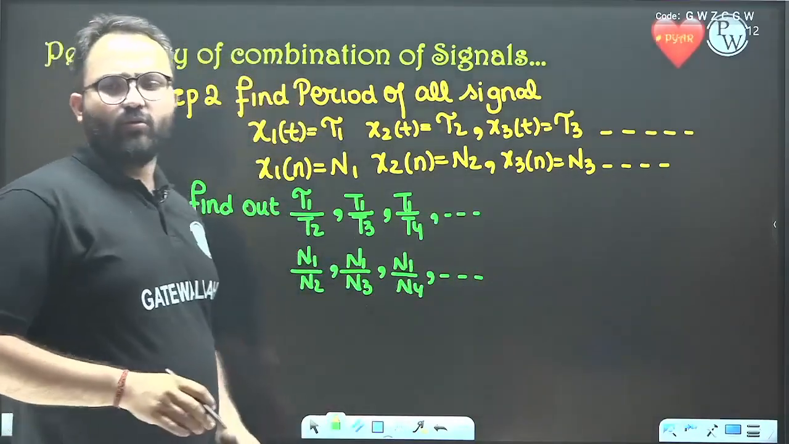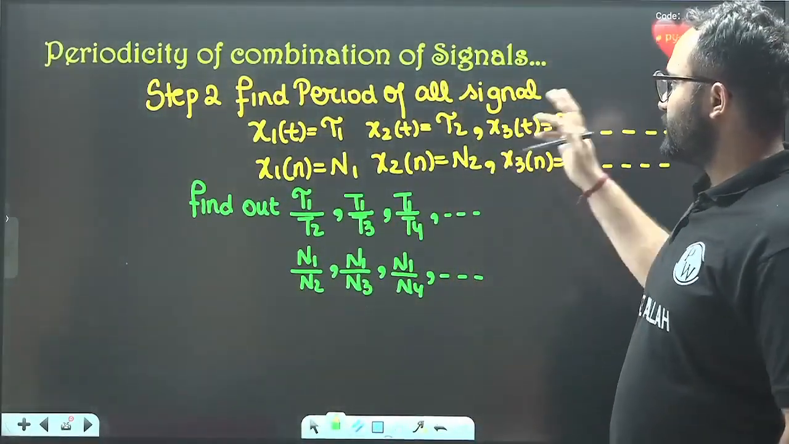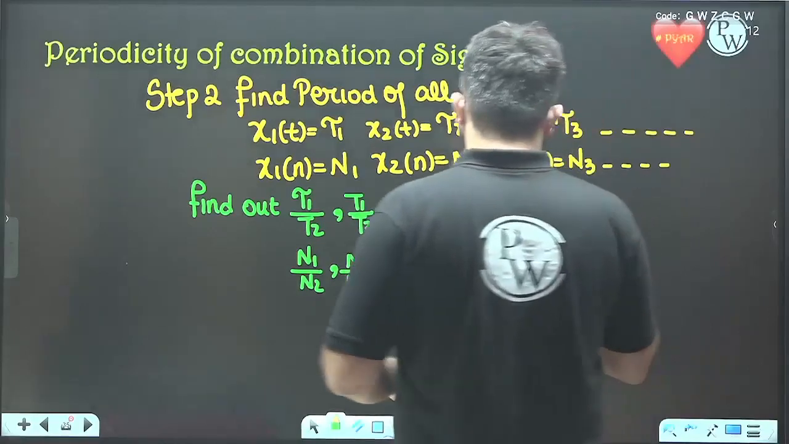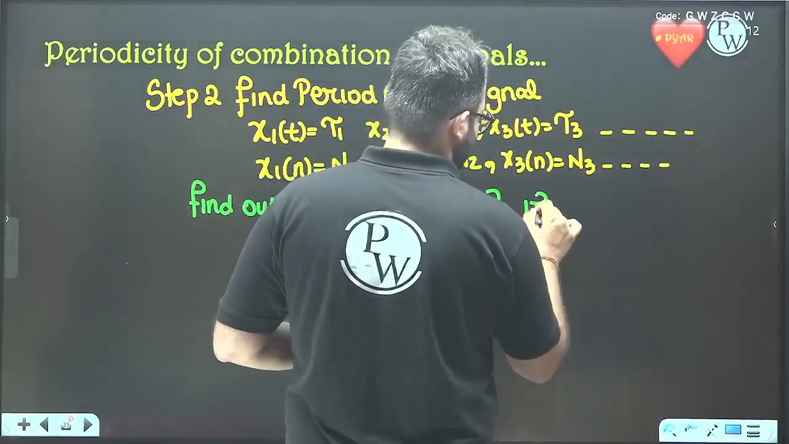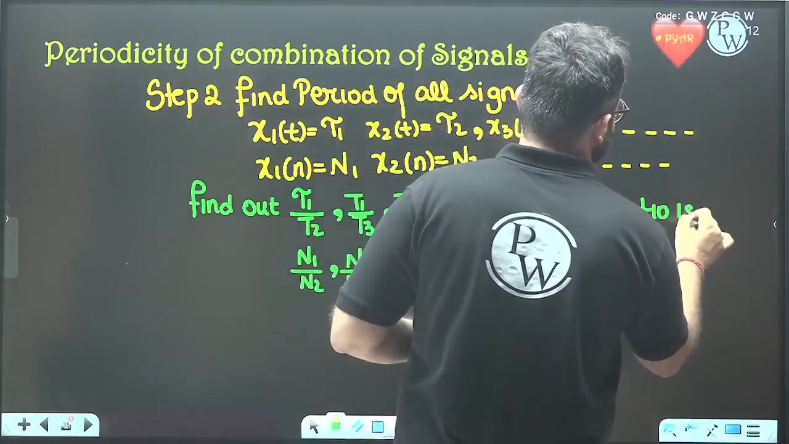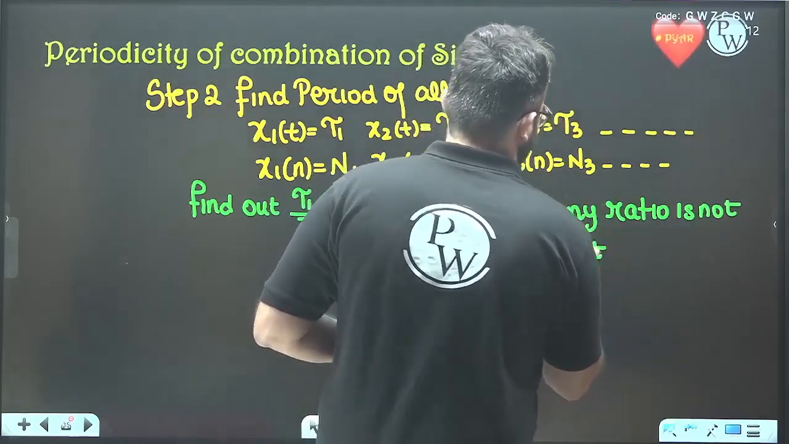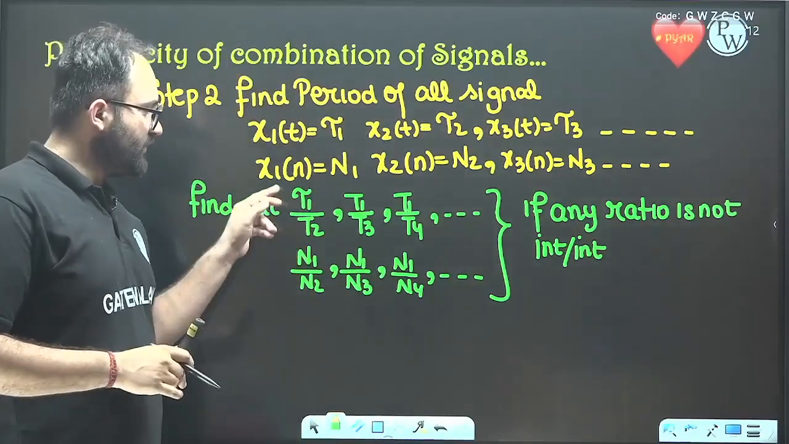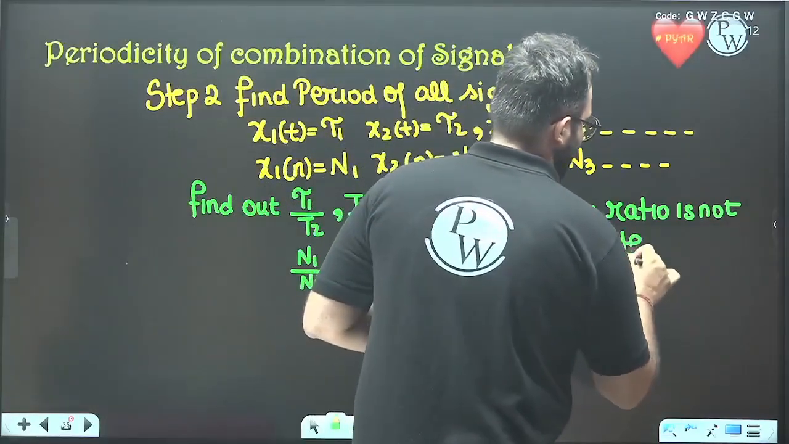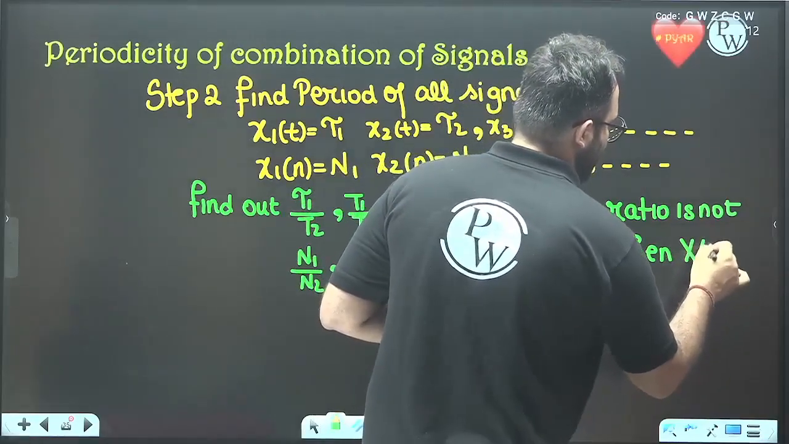Generally, not more than 3 signals are there in any exam question. So just find out the ratios, T1 upon T2, T1 upon T3, and so on, N1 upon N2, N1 upon N3, and so on. If any ratio is not an integer upon integer ratio, then the complete signal capital XT will be non-periodic.